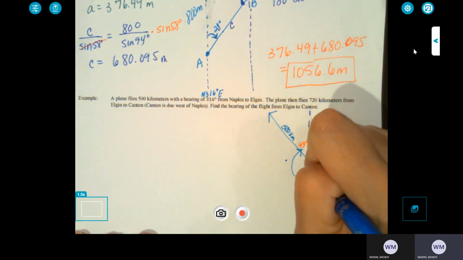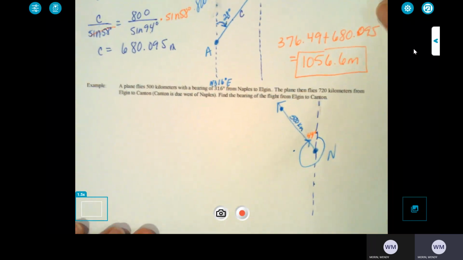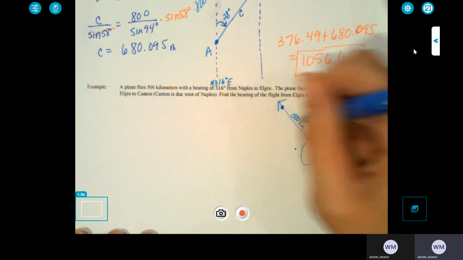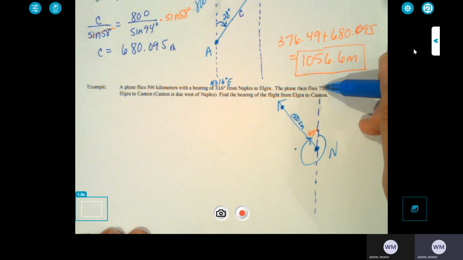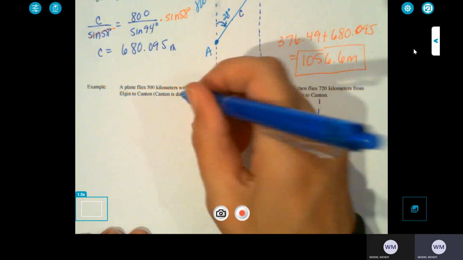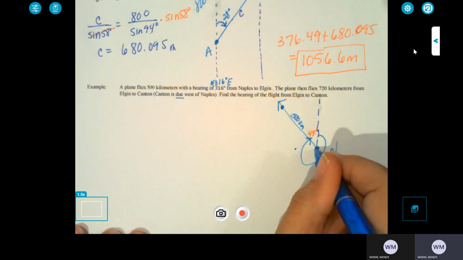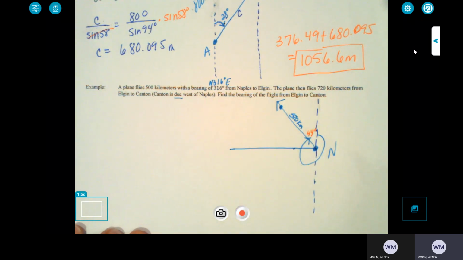And after 500 kilometers, from Naples to Elgin. So this is Naples. Elgin is somewhere here. I don't exactly know where. I just know it's on this bearing somewhere 500 kilometers away. The plane then flies 720 kilometers from Elgin to Canton. And Canton is due west. There's that word again, due west of Naples. So that's nice because it tells us that it is directly to the west somewhere.